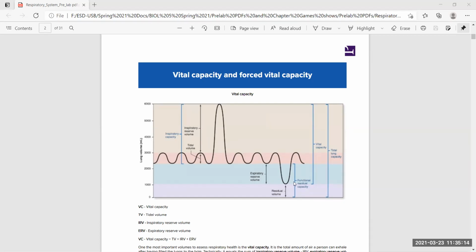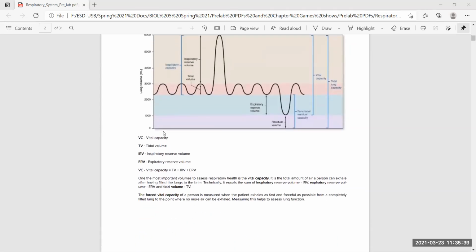Now, if you add the functional residual capacity and the inspiratory capacity together, we call them vital capacity. And if you add all the volumes together, we call it total lung capacity. And they are abbreviated here, you can see them.